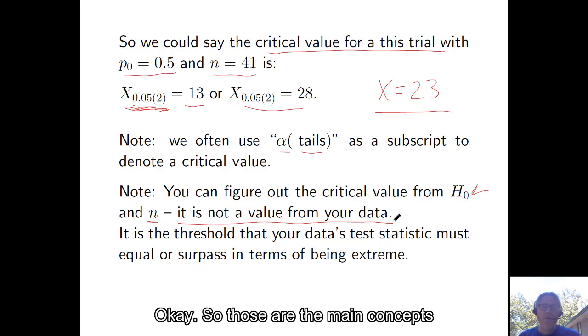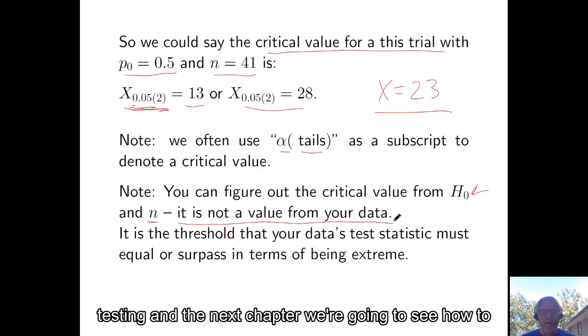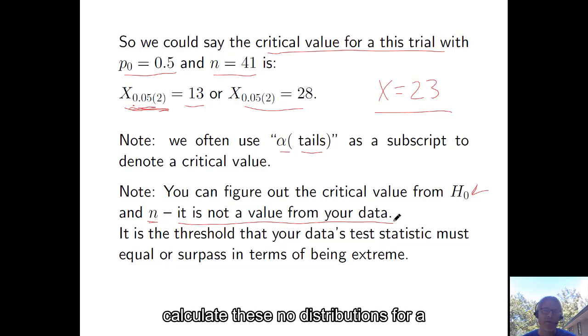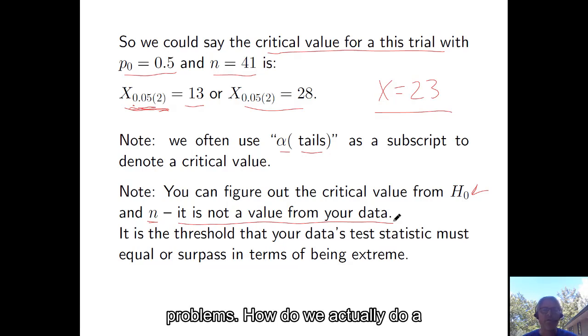Okay, so those are the main concepts of Chapter 6 on hypothesis testing. In the next chapter, we're going to see how to calculate these null distributions for a particular type of test, and that's going to be the first chapter in this book where we start working through particular problems. How do we actually do a hypothesis test with no one telling us the numbers behind it? So it's going to be applying all these concepts from Chapter 6, but to a specific case.